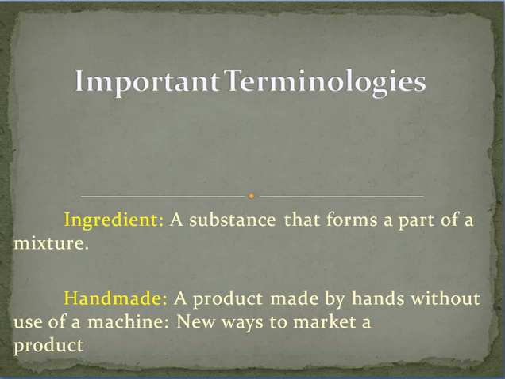Okay, let me say what these words mean. Ingredient means substance that forms a part of a mixture. Let me repeat it. Ingredient means substance that forms a part of a mixture. Similarly, another term is handmade. Handmade, which means a product made by hands without using a machine.